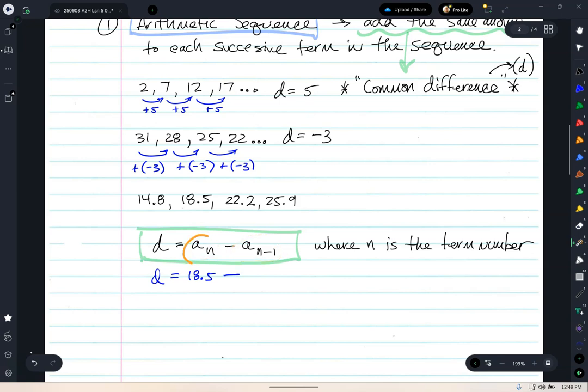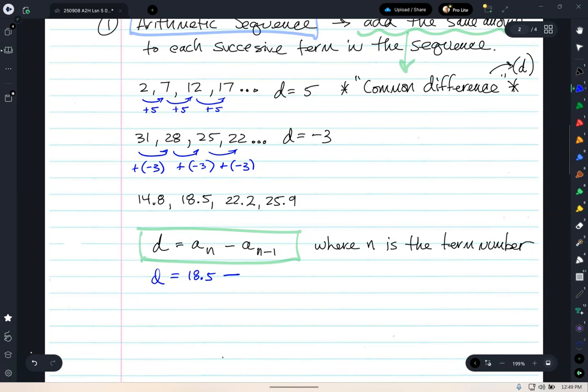But it could be the third term, take away what? The second term. It could be the fifth term, take away what? The fourth term. You see what I'm doing? I get to pick any term number I want, and as long as I subtract the one that comes right before it, the 19th term, n equals 19, then this is going to be subtracting what term? The 18th term. Okay, now you're starting to see what I'm doing here.